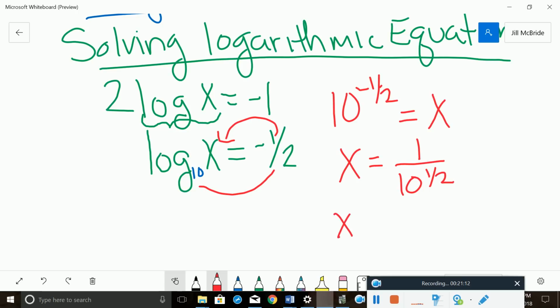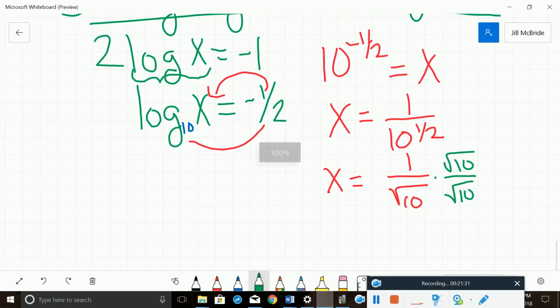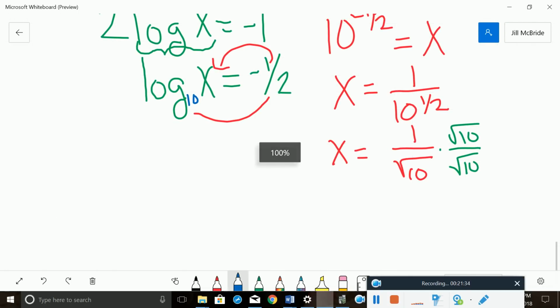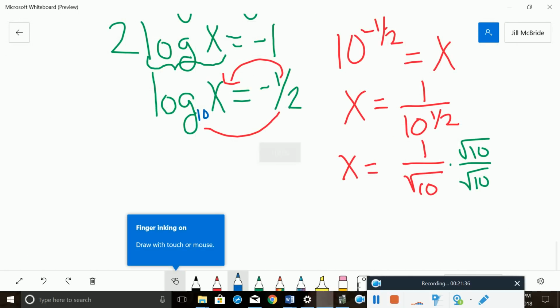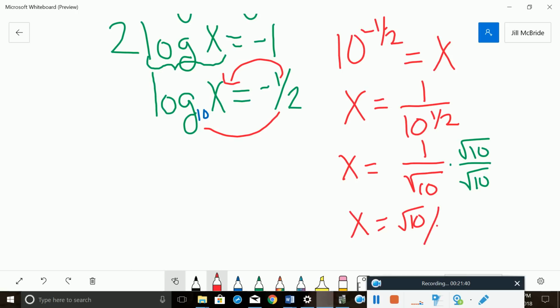And we know that the 1/2 power is the square root, so this is 1 over square root of 10. We also know we can't leave square root of 10 in the denominator, so we're going to go ahead and rationalize that. So x is root 10 over 10.